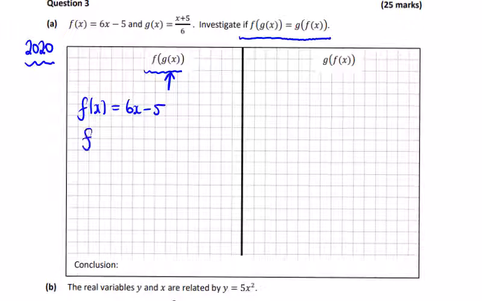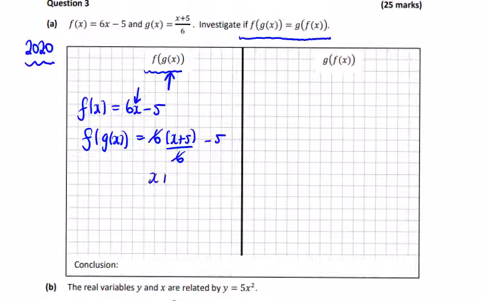So f of g of x becomes 6 times, so I'm replacing x with my g of x, 6 times (x plus 5) over 6, which is g of x, minus 5. So I'm going to get x plus 5 minus 5, which is just x. And if I do the same over here, g of x is equal to (x plus 5) over 6.